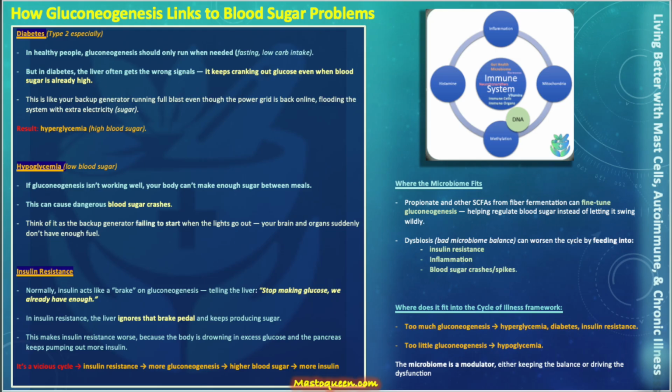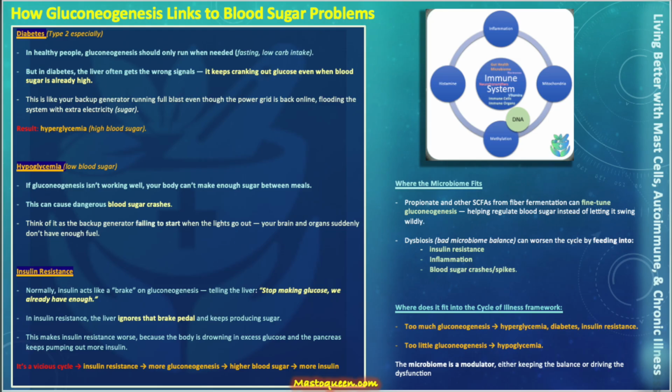So for those of you who struggle with insulin resistance, this is what's happening. This not only raises blood sugar, it makes insulin resistance worse because the pancreas has to keep pumping out more insulin. And remember, as we've told you before, methylation impairments affect your gallbladder, your liver, and your pancreas. So this can turn into a vicious cycle. Insulin resistance leads to more gluconeogenesis, which drives higher blood sugars, which then triggers even more insulin resistance.